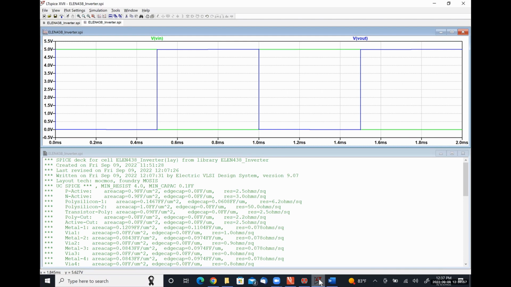But if we were to simulate this, which I have already done, we would find that it obeys what an inverter is supposed to be doing exactly. If our input voltage, which is listed in green, is high, our output is low. When our input voltage is low, our output is high. We are inverting that simple binary signal, okay?